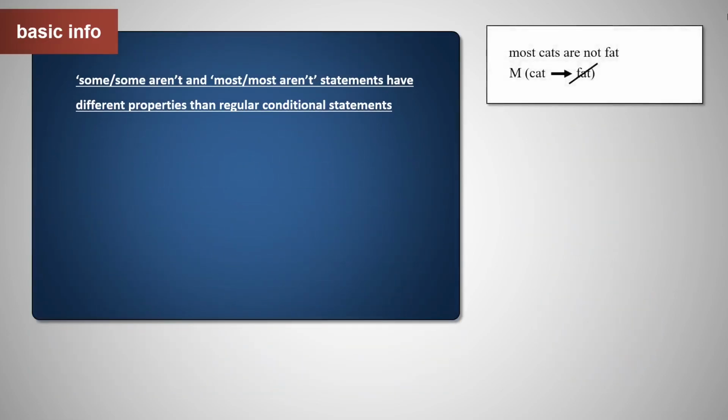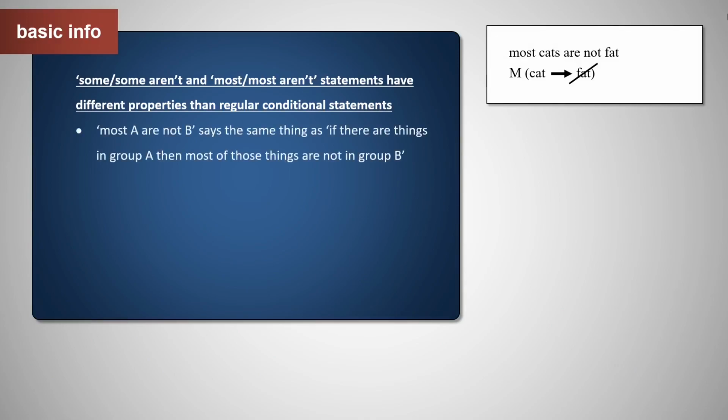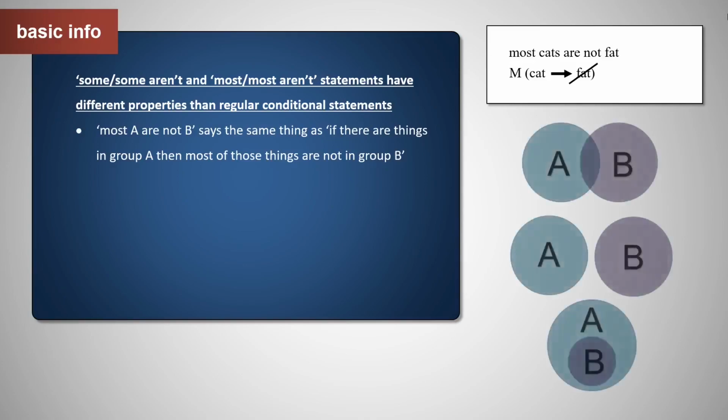Now with respect to the other one, most cats are not fat. So most are not. Same thing, you just negate the necessary condition in that syllogistic statement. And most A are not B says the same thing as if there are things in group A, then most of those things are not in group B. And so this is the way we can draw that. So once again, it's parallel to some are not in that it can also mean none. So that's the other thing. Most are not can also mean none.